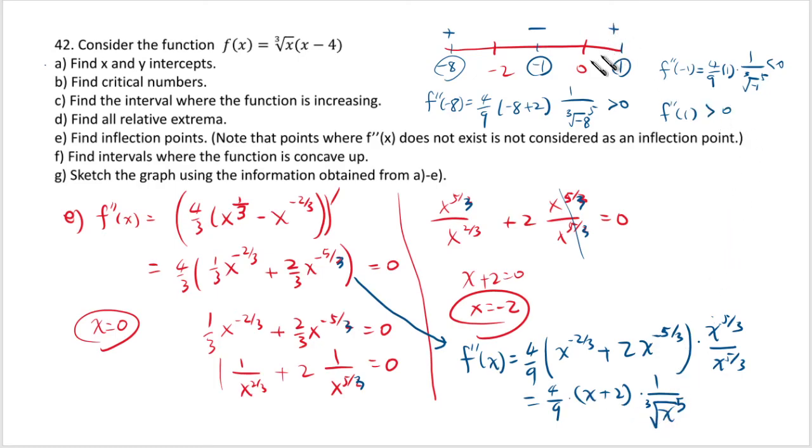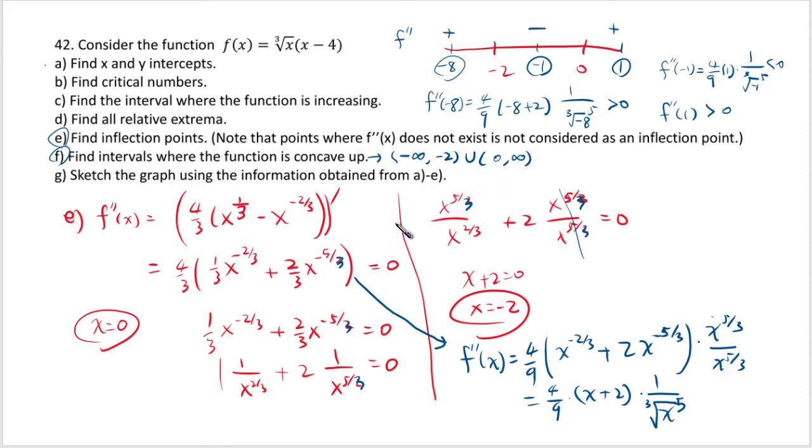So that's our f double prime, which means f would be concave up here, concave down there, concave up there. So we can actually write the answer for f. It's concave up on negative infinity up till negative 2, union, and then you have from 0 until infinity.